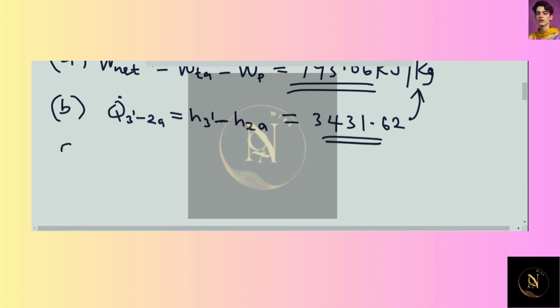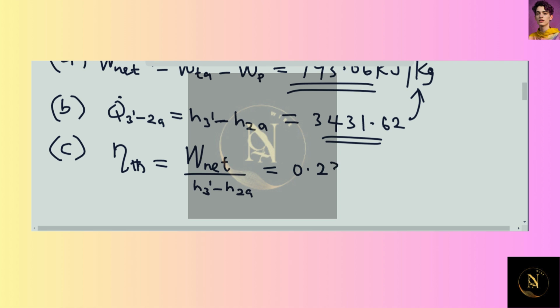Right, so you can look for the thermal efficiency. It should be equal to the specific net work divided by H3 prime minus H2A. Since we are talking about specific terms, we can use this. So if you plug in the values there, you get 0.23.